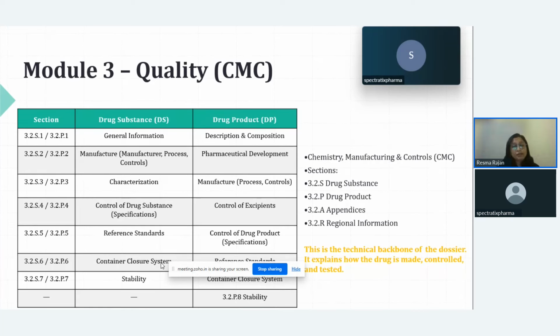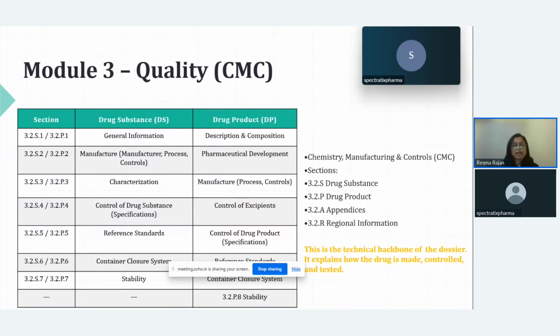At what temperature condition, whether you have done long-term stability, whether you have done accelerated stability, all these details you will mention in this section S.7, the stability section. There you will say, based on our study, this is the report. For example, a stability report of 3 batches you will have to submit. Accelerated and long-term stability.